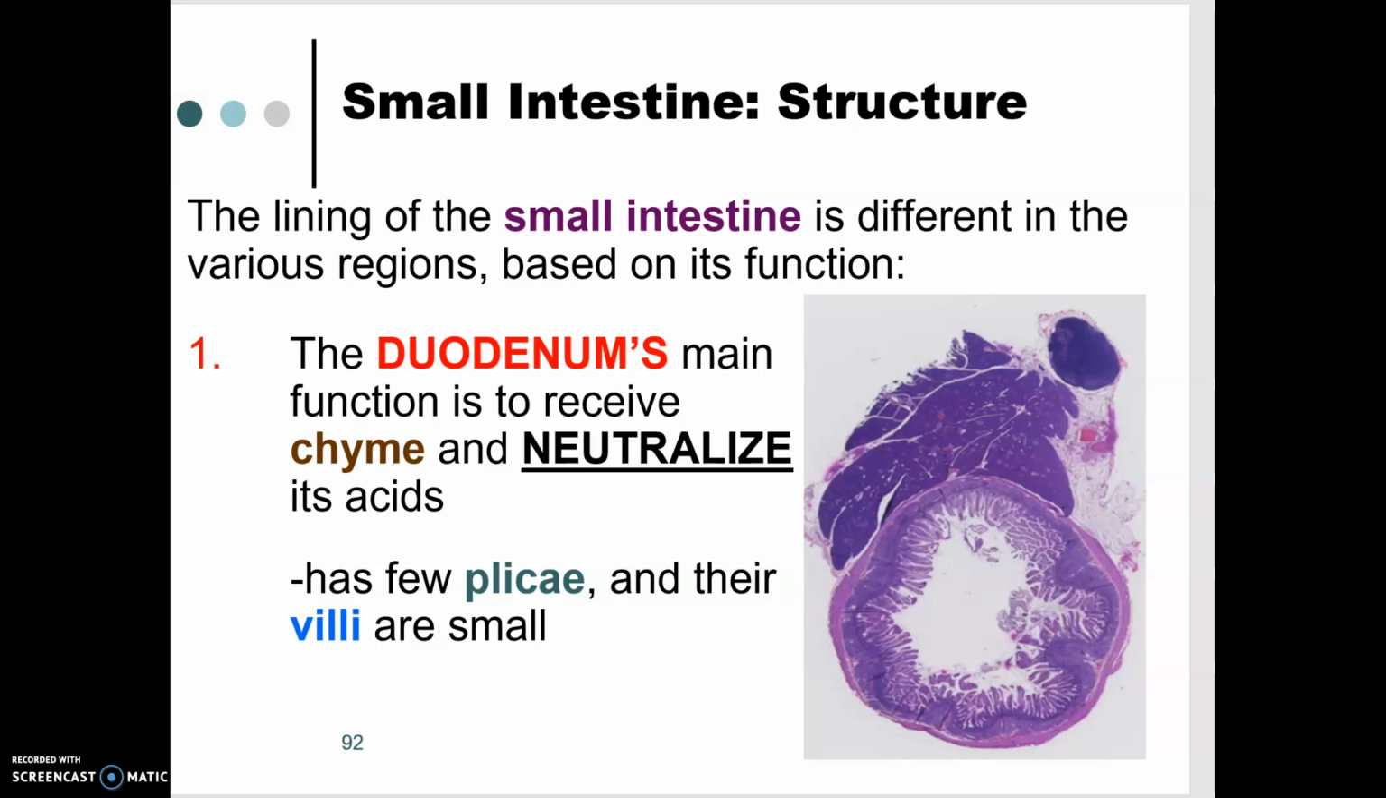Now the structure in the duodenum is a bit different. We're going to see very few plicae, so those big folds, and the folds that we will see, the villi on them are going to be quite small. Again, this section is not specialized for absorption. What this section is for is to neutralize that chyme so that it can pass safely through the rest of the intestine.